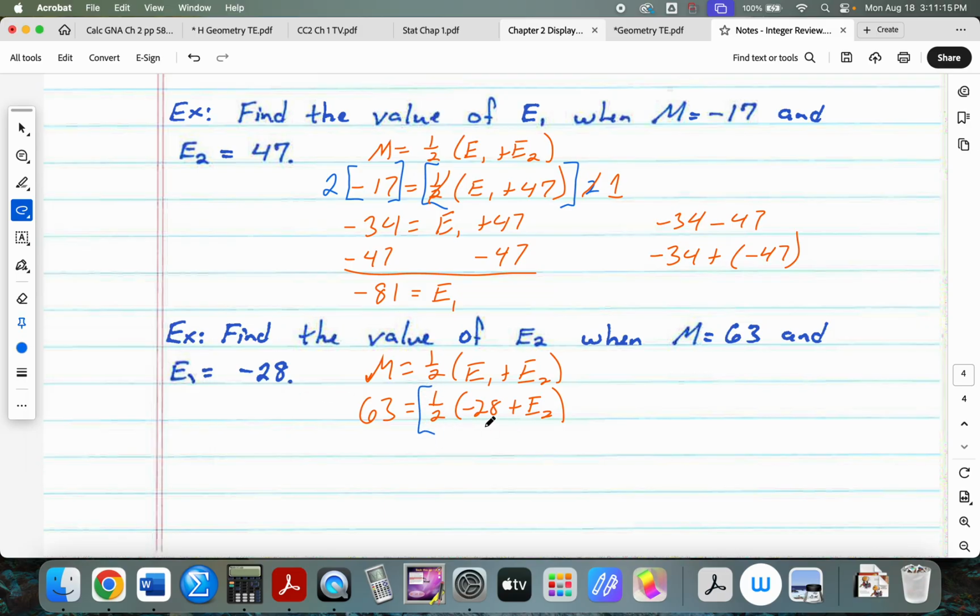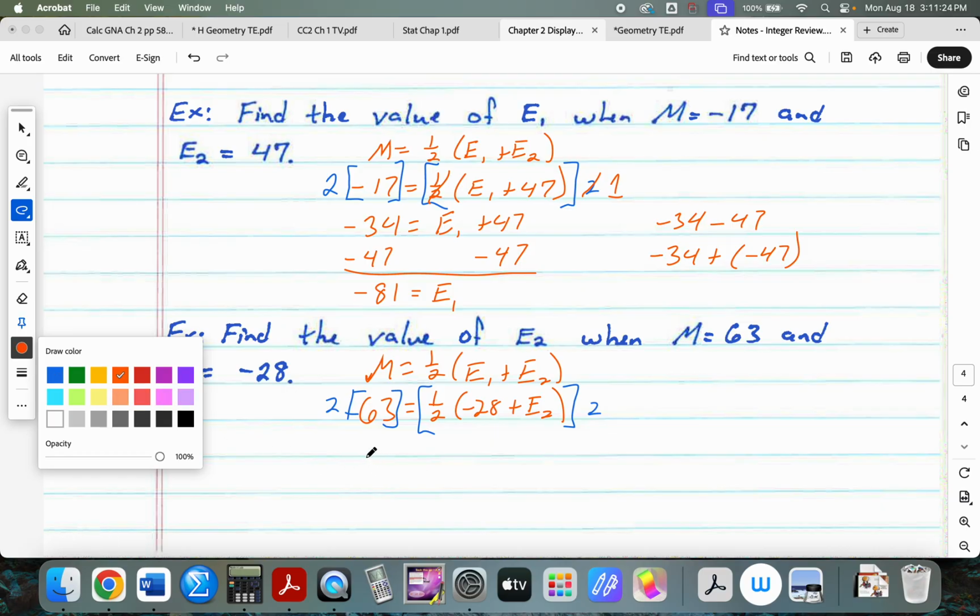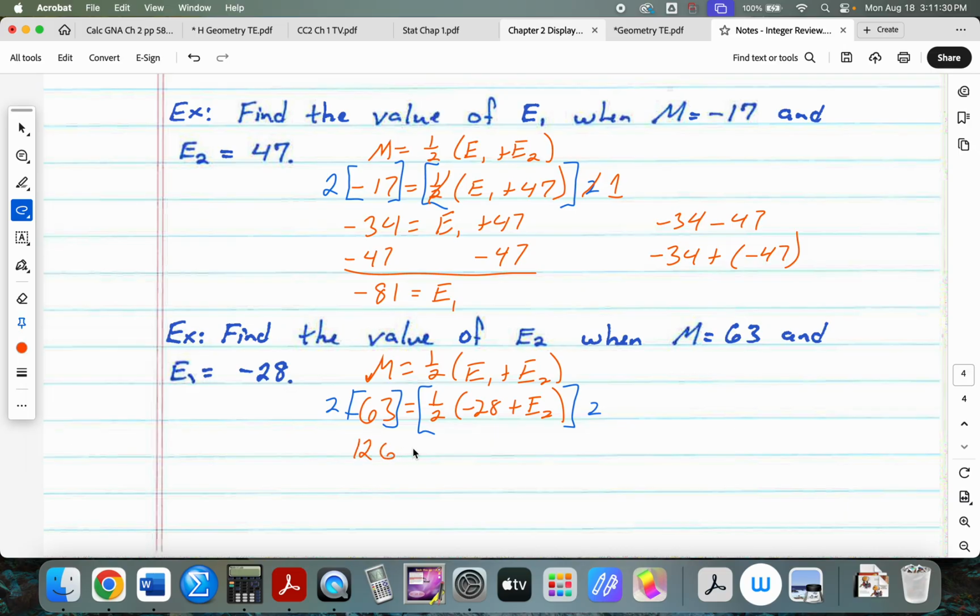I'm going to multiply both sides of the equation by 2. On the left side, let's see, that's 2 times 60 is 120, plus another 6 is 126. Equals, over here, the 1/2 times 2 is 1, and 1 times anything is just whatever the anything was. So that'll be negative 28 plus E sub 2. We'll add 28 to both sides. That's just straight up adding. So E sub 2 is 154.